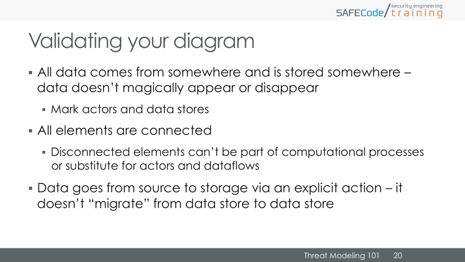Once your diagram is complete and all stakeholders agree that it represents the totality of the scope of the system to be modeled, it's time to validate it. There are many factors to consider and ways to validate the diagram, but here are some of the main rules of thumb. First, make sure that all data has a place where it comes from and a place it goes to, and that these are well defined and annotated.